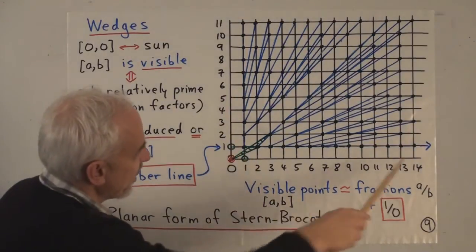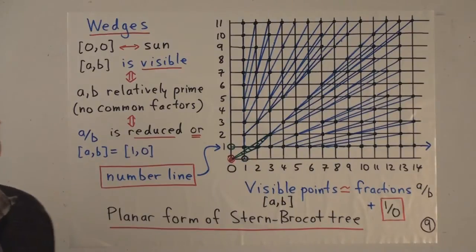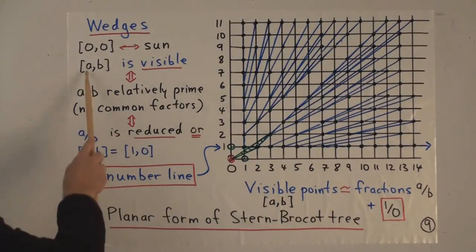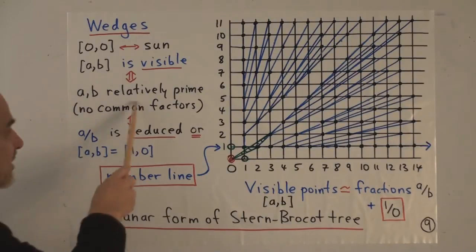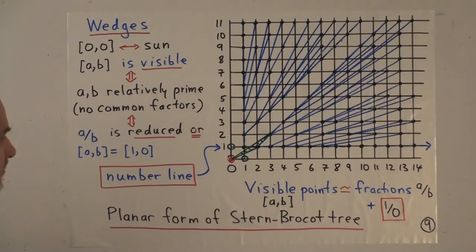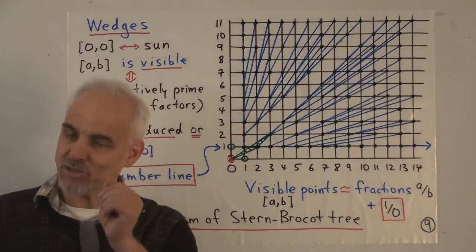So what I've shown you here, the points that actually have dots, are the visible points. And that really amounts to the coordinates A and B being relatively prime, that they have no common factors. What we're going to do now is think about this plane as being another way of thinking about rational numbers.